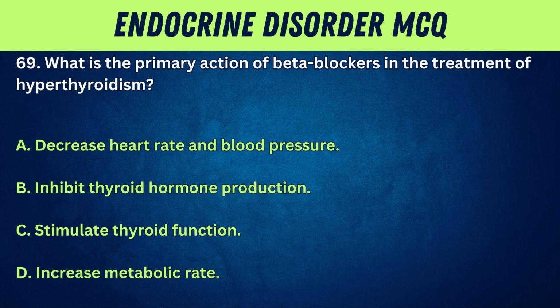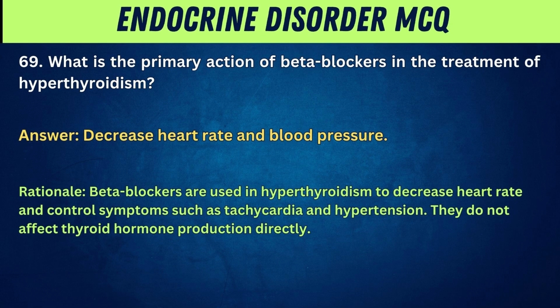69. What is the primary action of beta blockers in the treatment of hyperthyroidism? A. Decrease heart rate and blood pressure. B. Inhibit thyroid hormone production. C. Stimulate thyroid function. D. Increase metabolic rate. Answer: Decrease heart rate and blood pressure. Rationale: Beta blockers are used in hyperthyroidism to decrease heart rate and control symptoms such as tachycardia and hypertension. They do not affect thyroid hormone production directly.